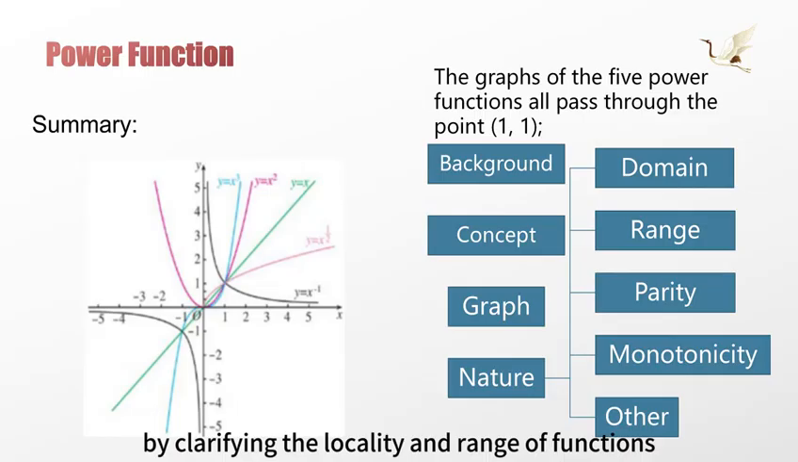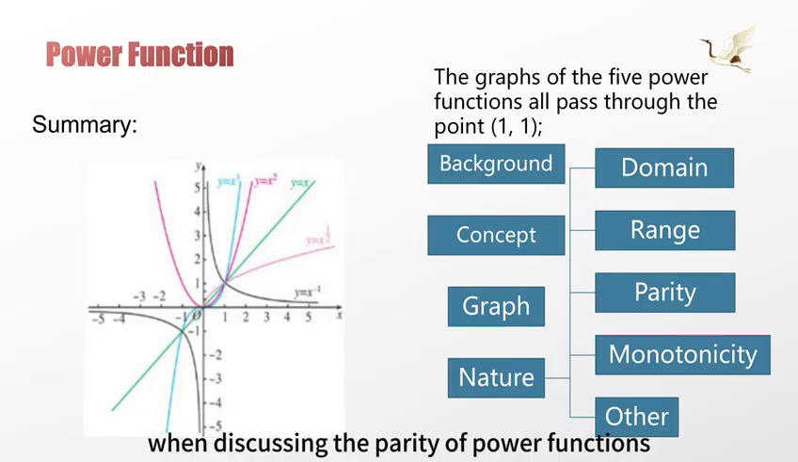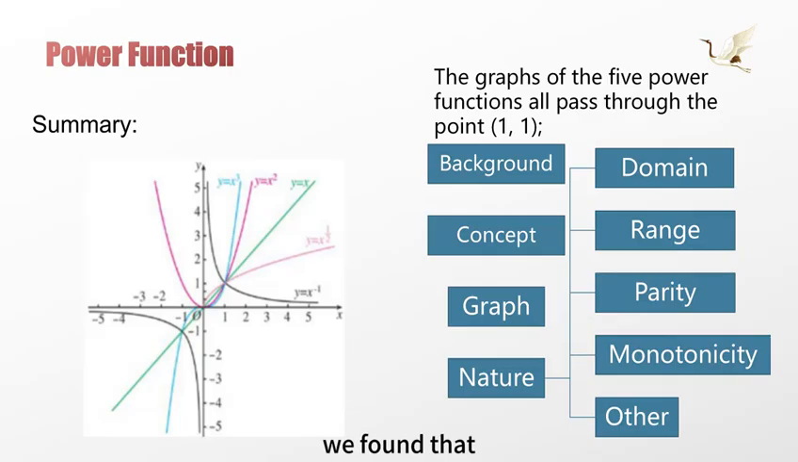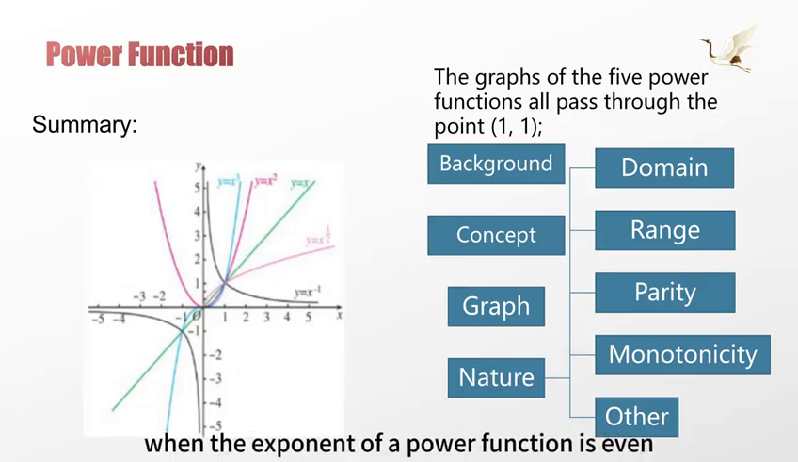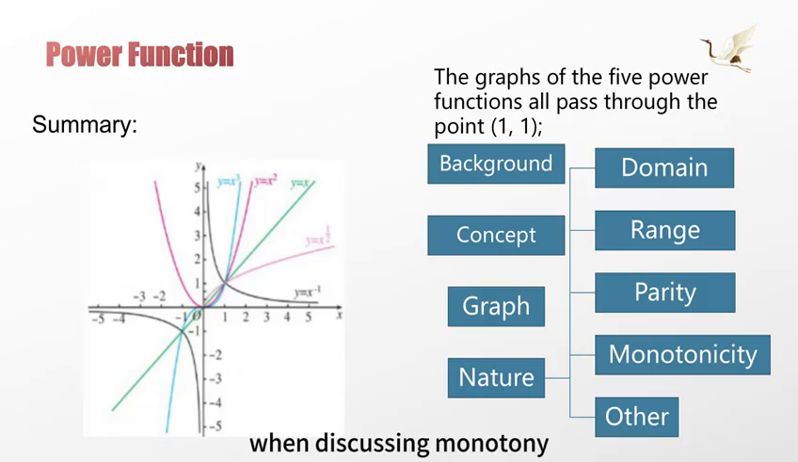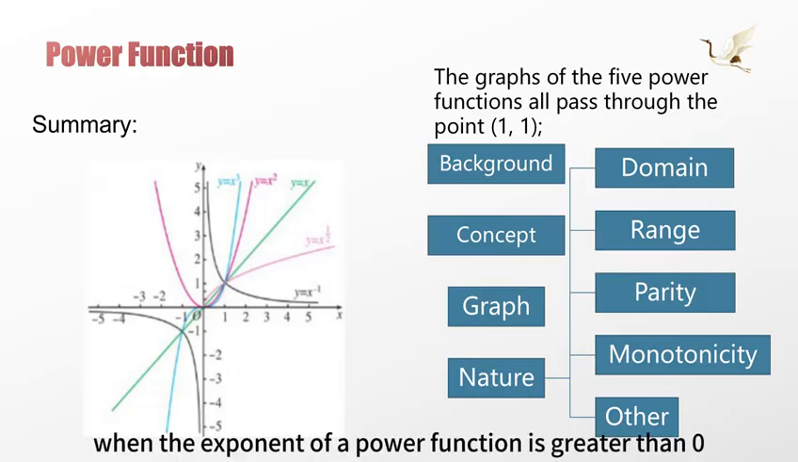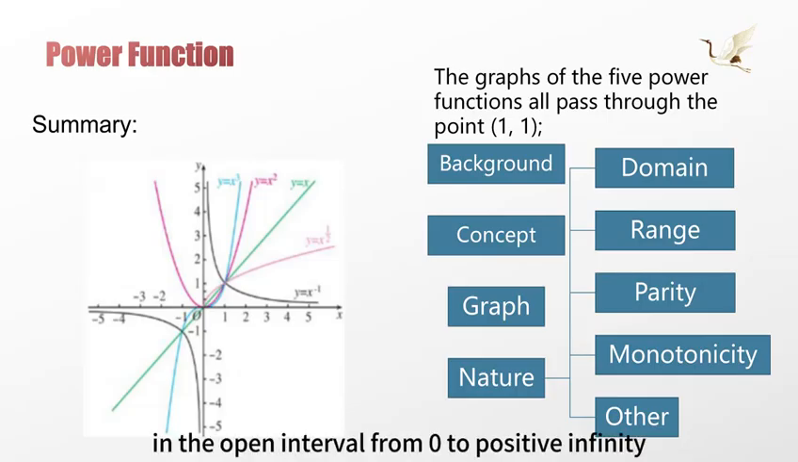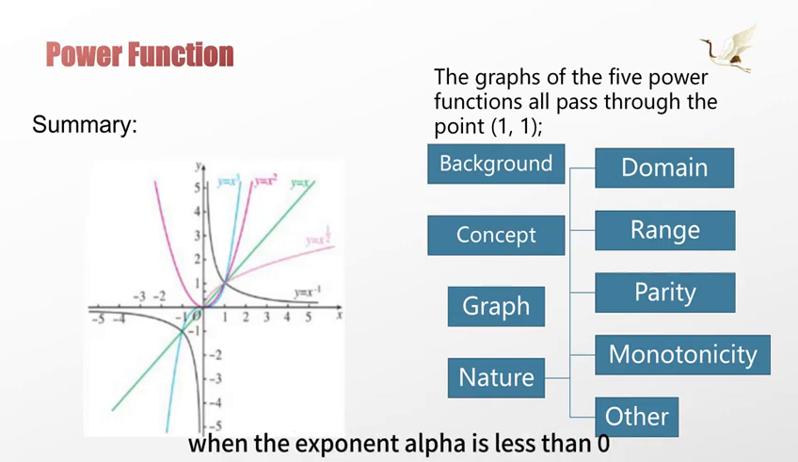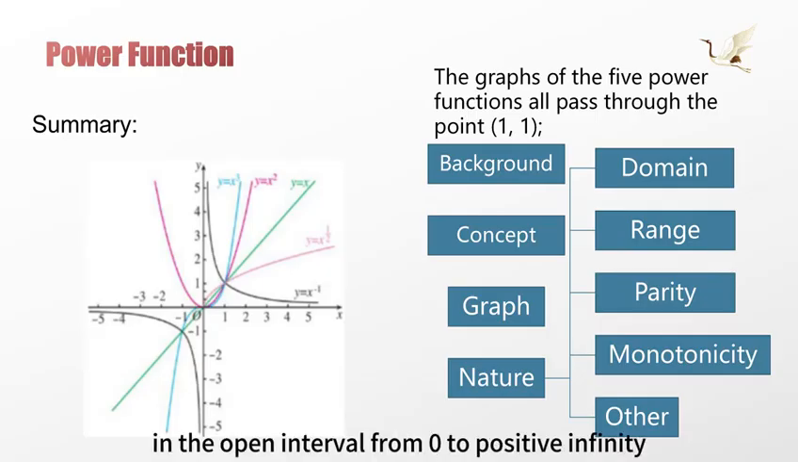By clarifying the domain and range of functions, when discussing the parity of power functions, we found that when the exponent of a power function is odd, the corresponding power function is odd. When the exponent is even, the corresponding power function is even. When discussing monotonicity, we find that when the exponent is greater than 0, the corresponding power function monotonically increases in the open interval from 0 to positive infinity. When the exponent alpha is less than 0, the corresponding power function monotonically decreases in the open interval from 0 to positive infinity.